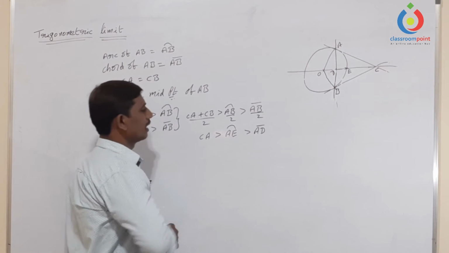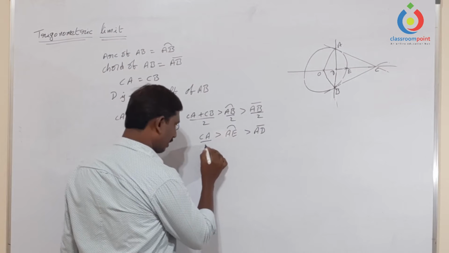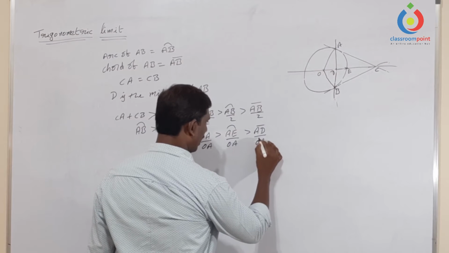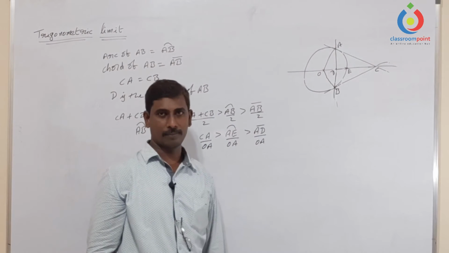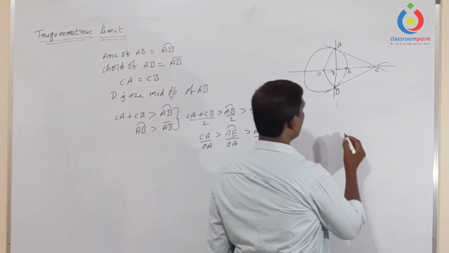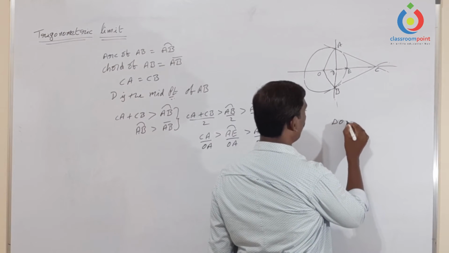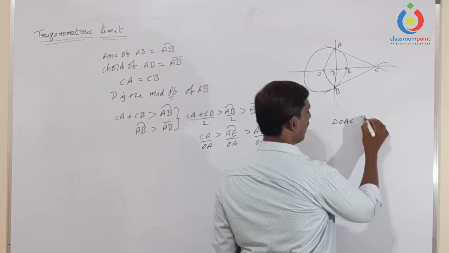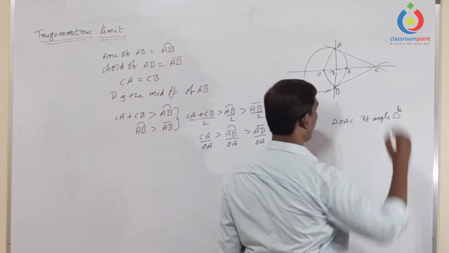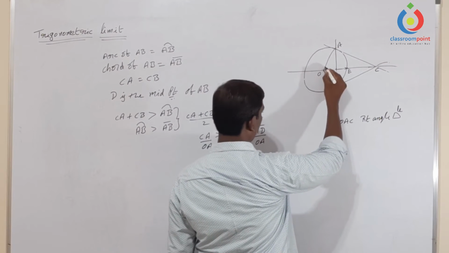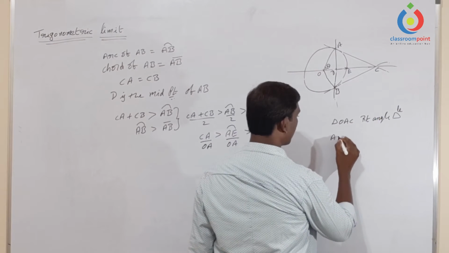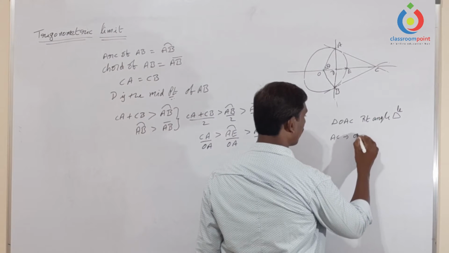Now we'll do one thing. Divide with OA. Sir, what about OA here? OA is the radius of the circle. And one more, here remember one point: triangle OAC is a right angle triangle. Remember, that is the first point. And next, suppose let us take here it is theta. Then AC is the opposite side of theta.